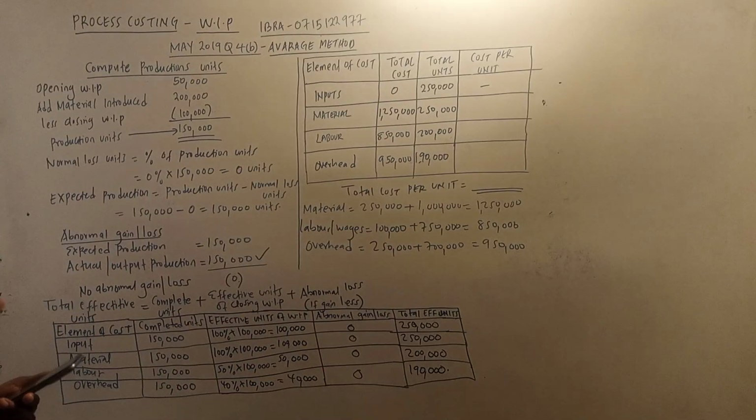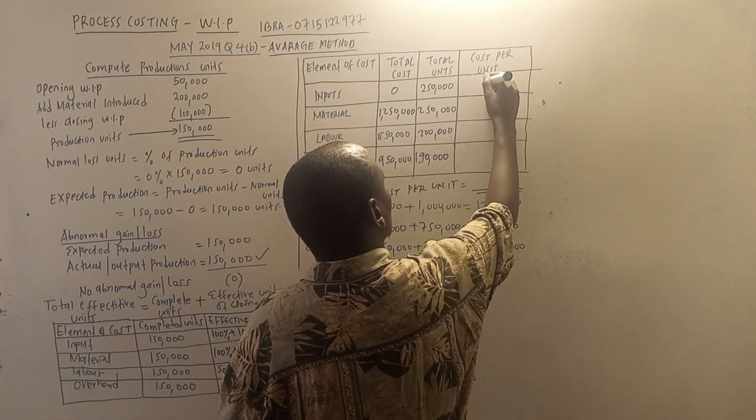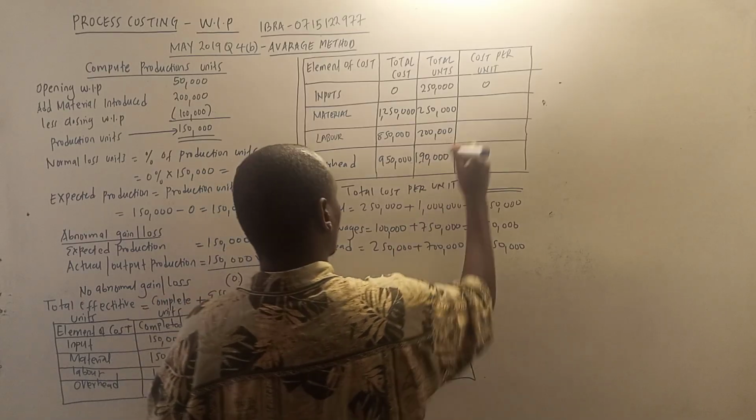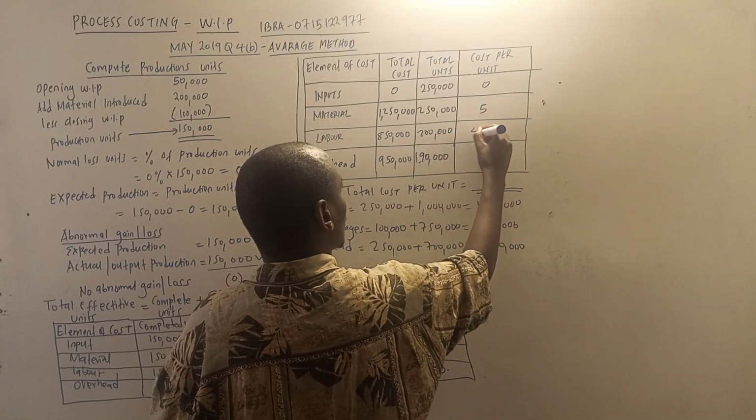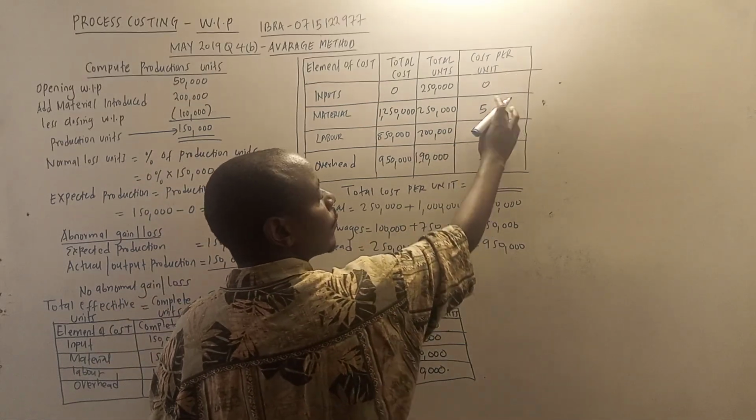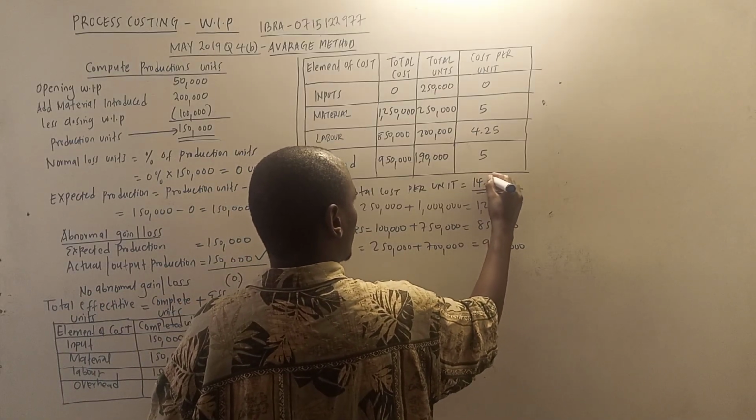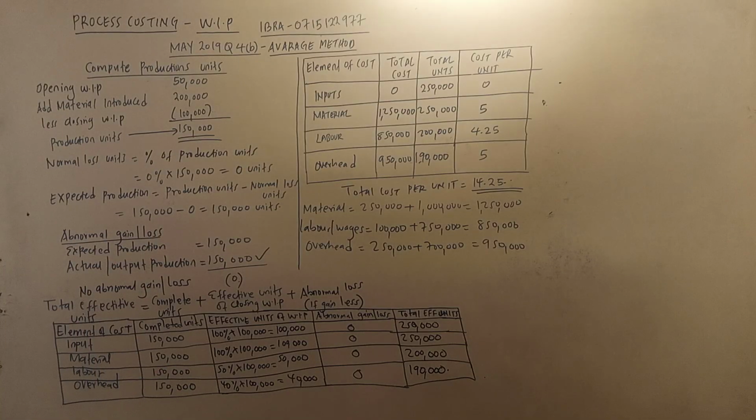Now we can divide. 0 divided by 250 is 0. Cost per unit: 1,250 divided by 250 is 5. Then 850 divided by 200 is 4.25. This one is 5. So add them together: 0 plus 5 plus 4.25 plus 5, you get 14.25. Now we can prepare our process costing account.